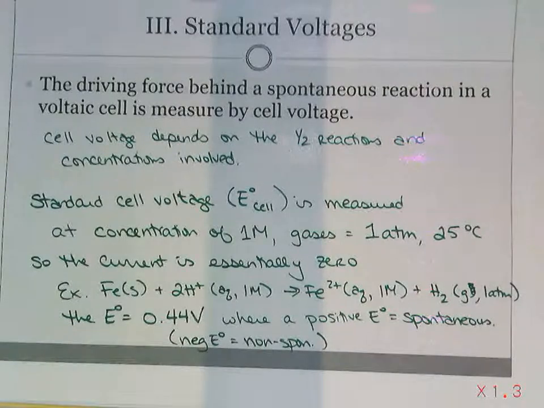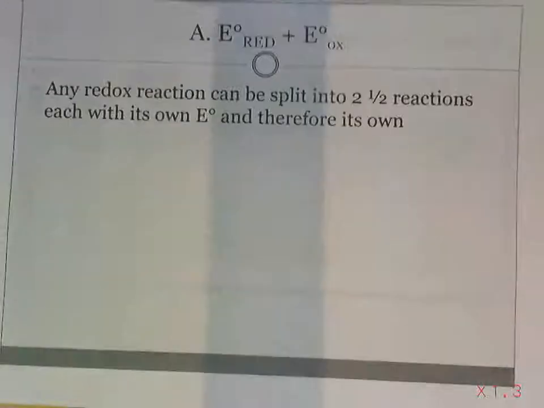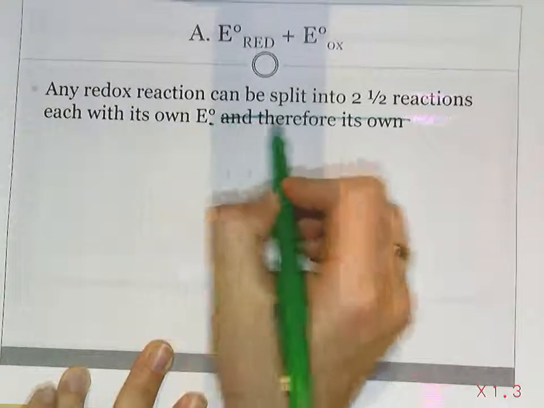All right, so the follow-up question is, how do we determine the E0 of a reaction? Any redox reaction can be split into two half reactions, just as we've done a million times. Each with its own standard state cell potential.